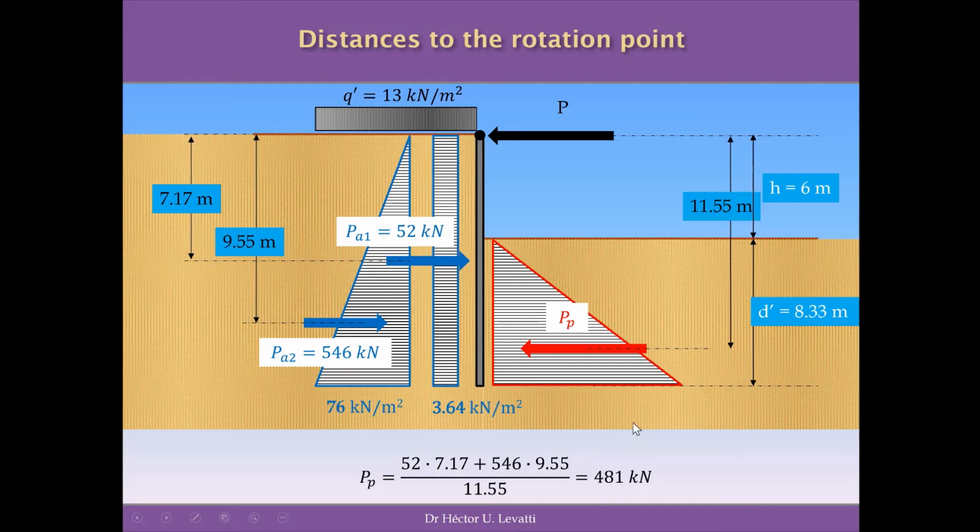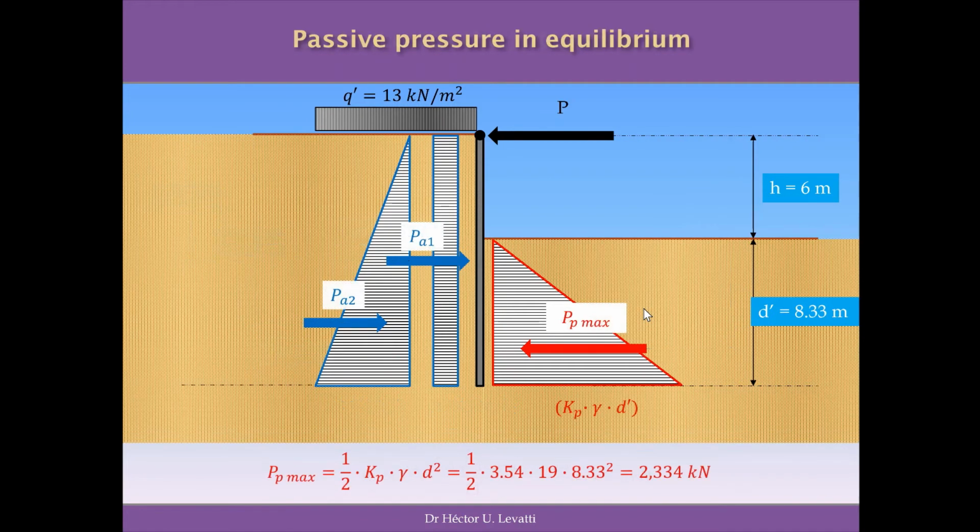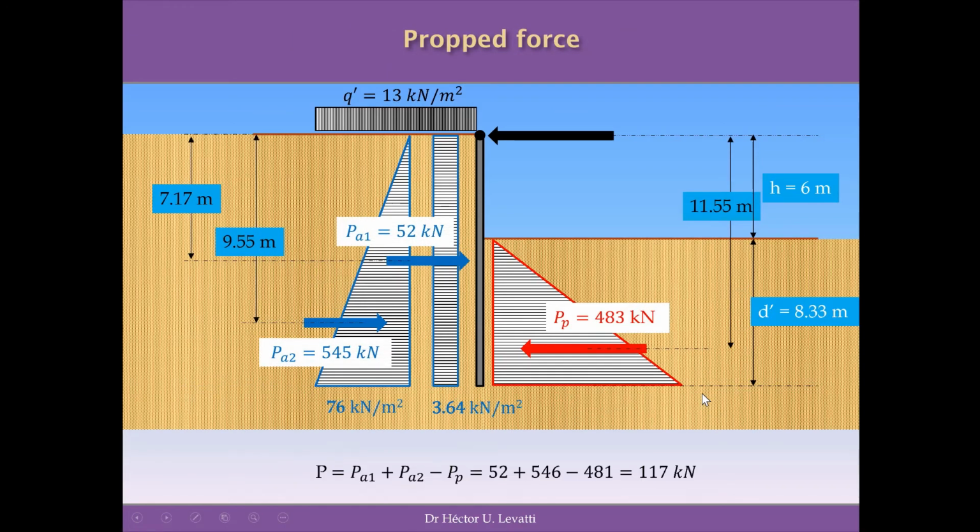This is what we need as a minimum to keep this wall in equilibrium with P and the active pressure to the left side of the wall. We can calculate as well the maximum passive pressure applying this formula, which is the area of this triangle basically, and using the coefficient of passive pressure. And we arrive to the conclusion that the passive pressure is considerable, and it's 2,334 kilonewtons. It is much more than we need. So in essence, we are in good conditions.